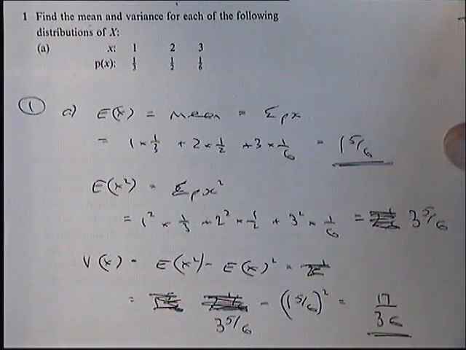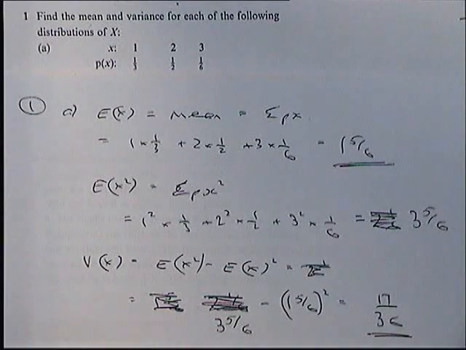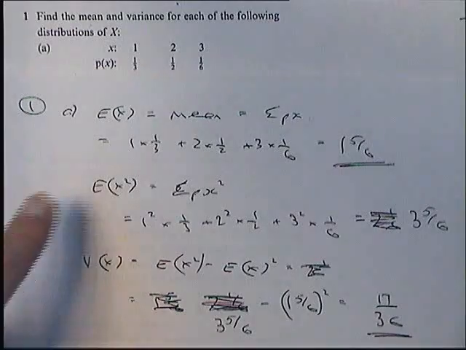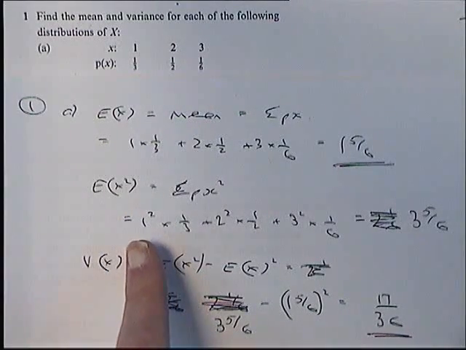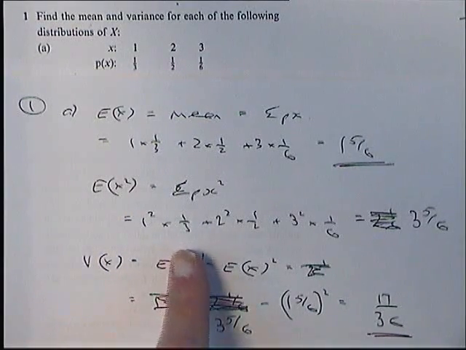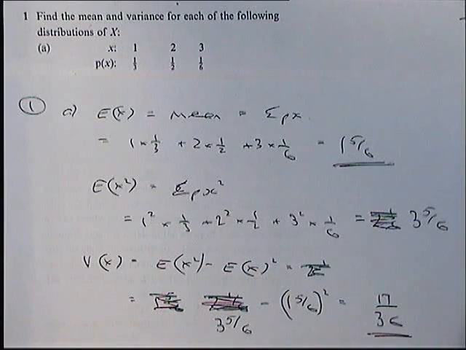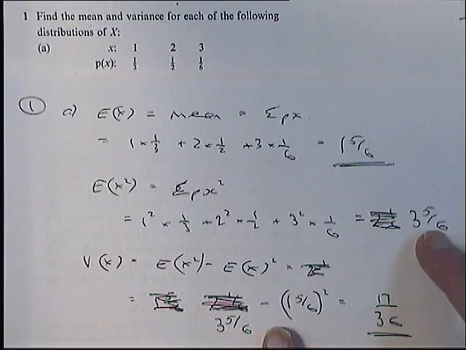It could well be, I've got 17 over 36, so if somebody works that out as a decimal, okay, it is just under half, because 18 over 36 would be a half, so it's just under 0.5. So for the variance, you had to work out the expectation of x squared, which was the square of every x value times by its probability. Add those up, so that gave you the expectation of x squared. Then from that you had to take away the expectation of x all squared.